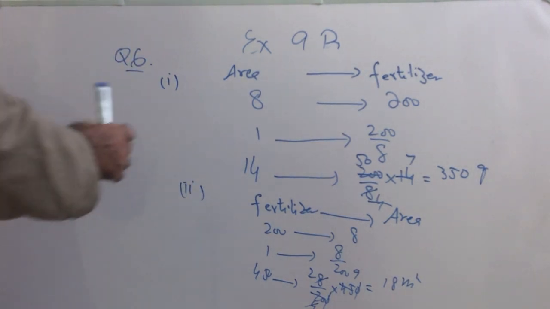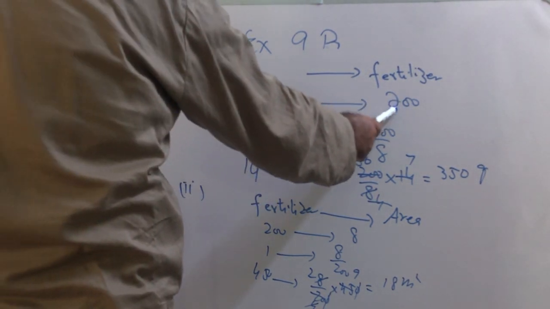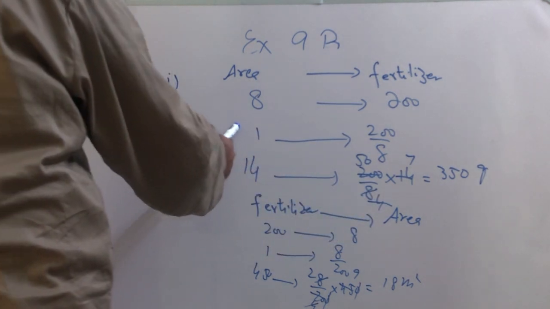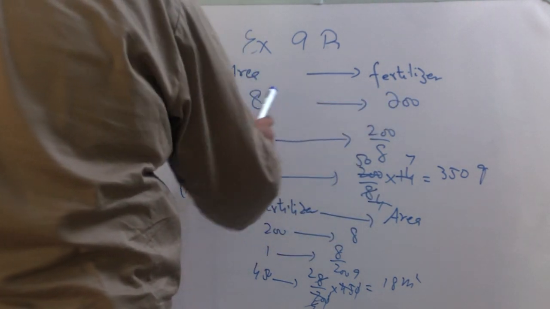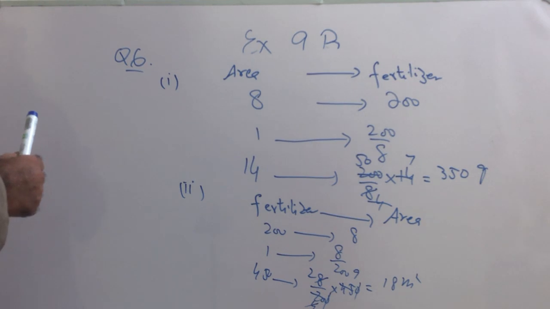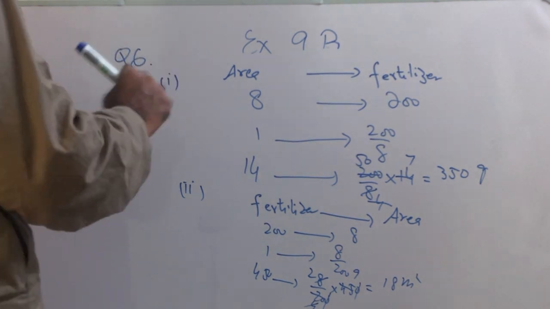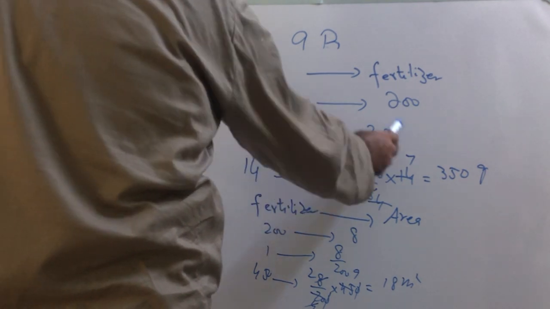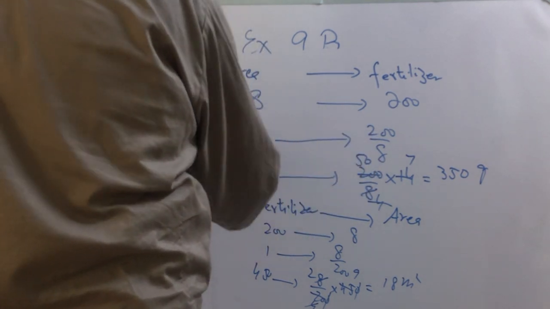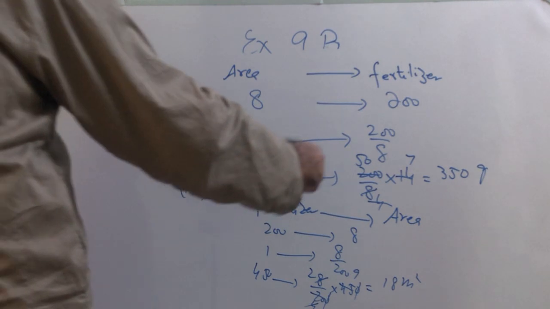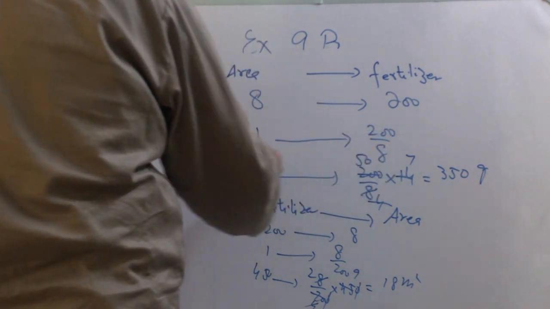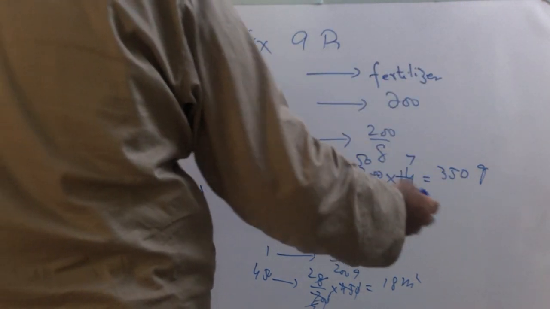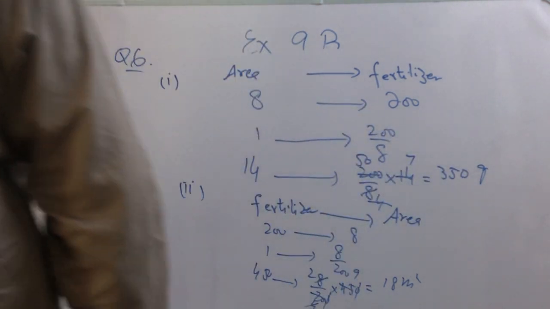We have this 8 meters square. We use 200 grams. For one, we'll calculate. We'll just divide this with this. We'll get the amount used for 1 meter square. Then we'll multiply that answer with 14, because if for 1 meter square you are using this fertilizer, for 14 meters square you will be using more. So multiplying by 14, we get 350 as the answer.